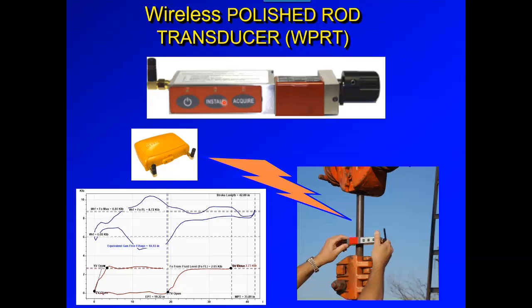Now, with that being said, I introduced that the WHTs could be converted from wired to wireless. The polish rod transducers, on the other hand, cannot. Okay, so if you were going to buy a wireless polish rod transducer, that would be something that you would have to purchase new. We cannot convert the wired equipment.